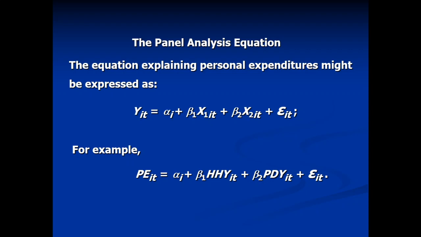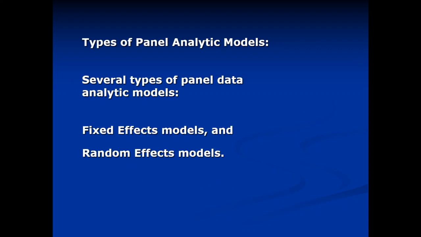So if you are using cross section, you will only write Y_i is equal to alpha_1 plus beta_1 x1_i plus beta_2 x2_i plus epsilon_i. If you are using time series, you will only write Y_t is equal to alpha_1 plus beta_1 x1_t plus beta_2 x2_t plus epsilon_t. And because you are using a combination of both the cross section and time series, you use Y_it is equal to alpha_i plus beta_1 x1_it plus beta_2 x2_it plus epsilon_it.